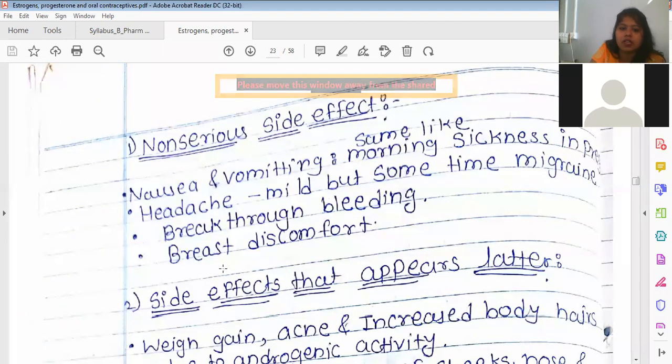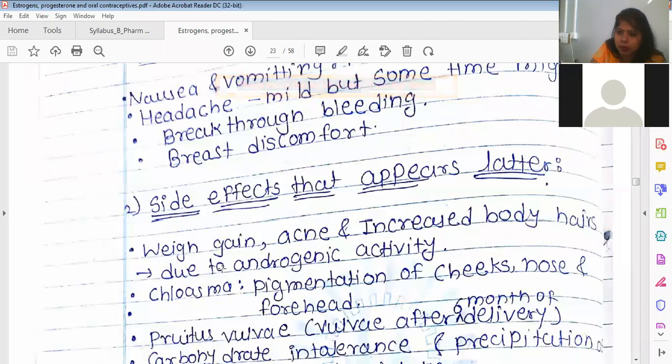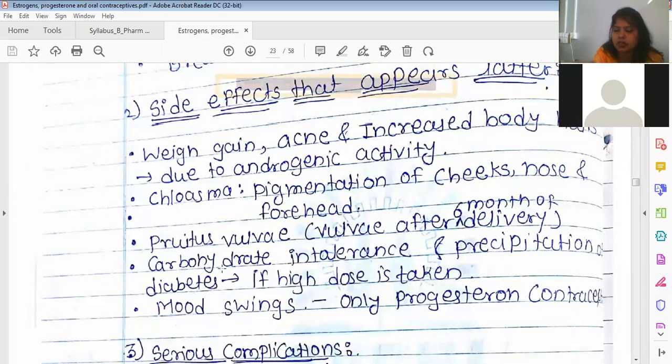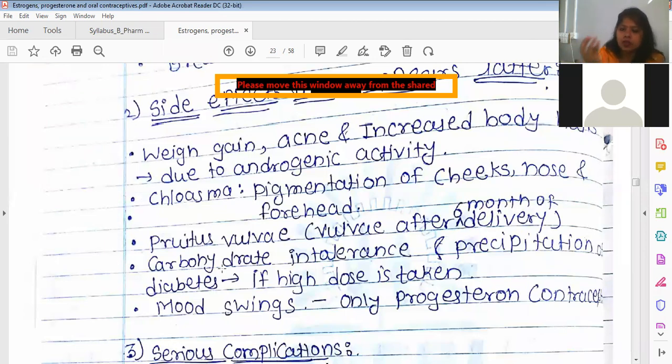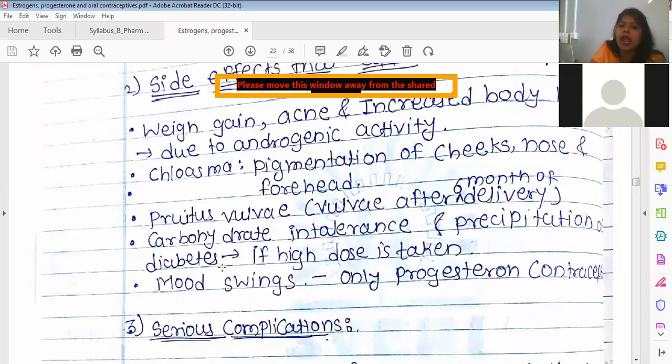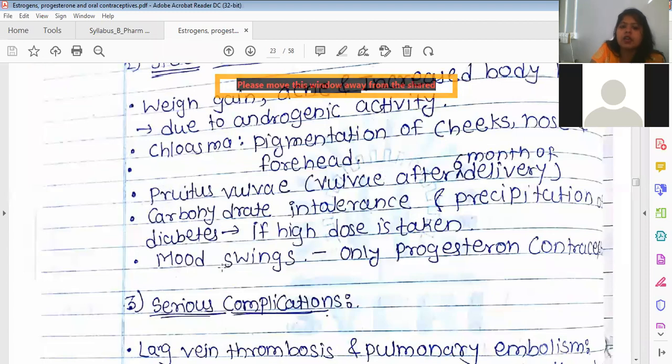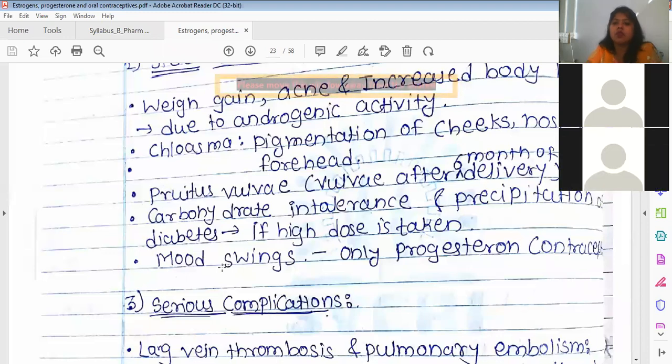Sometimes breast discomfort is also there. Sometimes breakthrough bleeding is also there, means the menstruation cycle is not within its duration. It is a common side effect. Then what are the side effects which appear later? म्हणजे कुठल्याही टाइपची जर कॉन्ट्रासेप्टिव्ह घेतली तर लॉंग टर्म ड्युरेशन मध्ये काय परिणाम होतो आफ्टर द फ्यू इयर्स लॅटर? Weight gain is there, acne is there, increased body hair is also there due to androgenic activity. Sometimes there is pruritus, and ovulation returns after 6 months of the delivery. There is abortion, threatened abortion is there. Sometimes there is mood swing also.